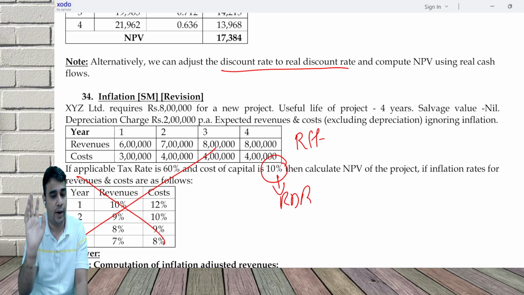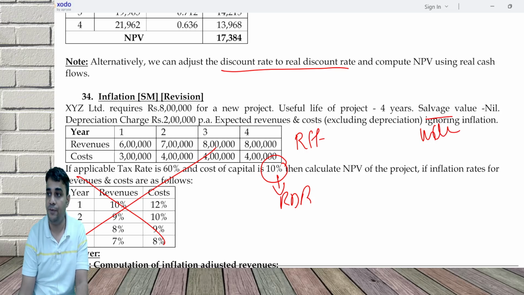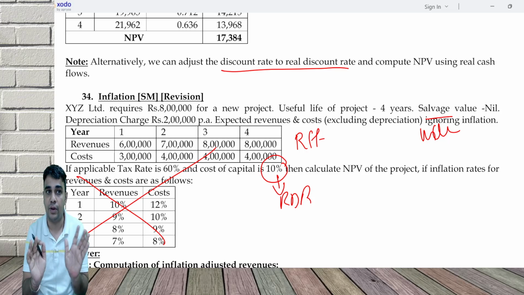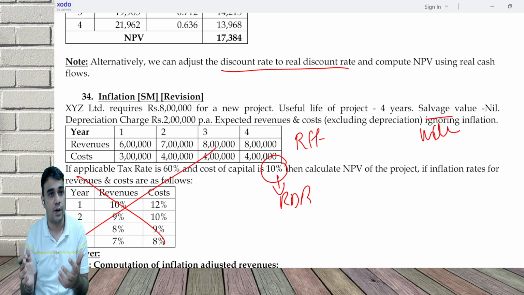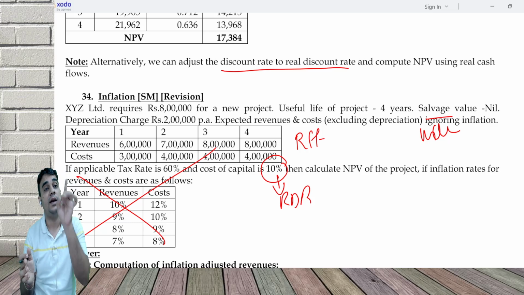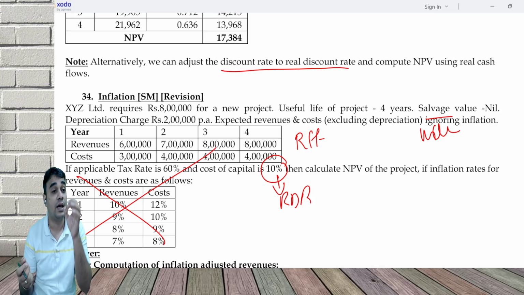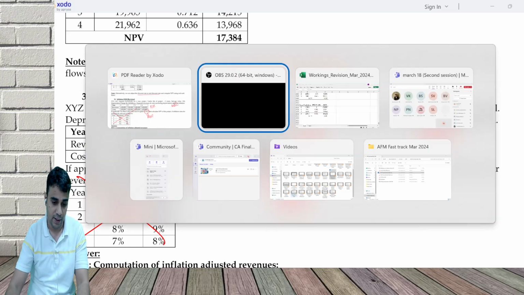If this is RDR, go ahead. For example, the question says this is including inflation, and below they say this is the real discount rate. Don't try to do anything with the discount rate. Though I say MCF is the preferred approach, I cannot do anything on the discount rate, because I have a different inflation for different years, different inflation for revenue, different inflation for cost. So in these types of questions, only cash flows can be adjusted. You cannot adjust your discount rate.